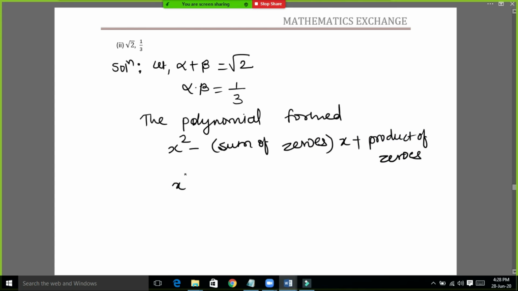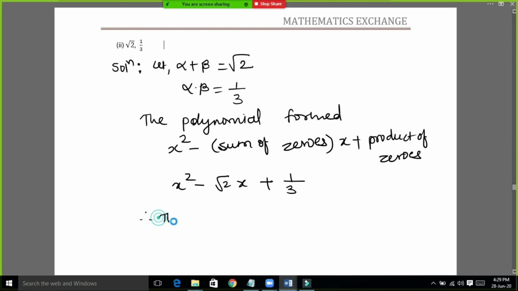So x square minus sum of zeros is root 2 into x plus product of zeros is 1 by 3. Therefore what we get is x square minus root 2x plus 1 by 3. But it must be multiplied with some constant k, because in this case we have a constant that is a fraction, and in a polynomial all the values must be real numbers. So we have to take it as a multiple of some constant k.